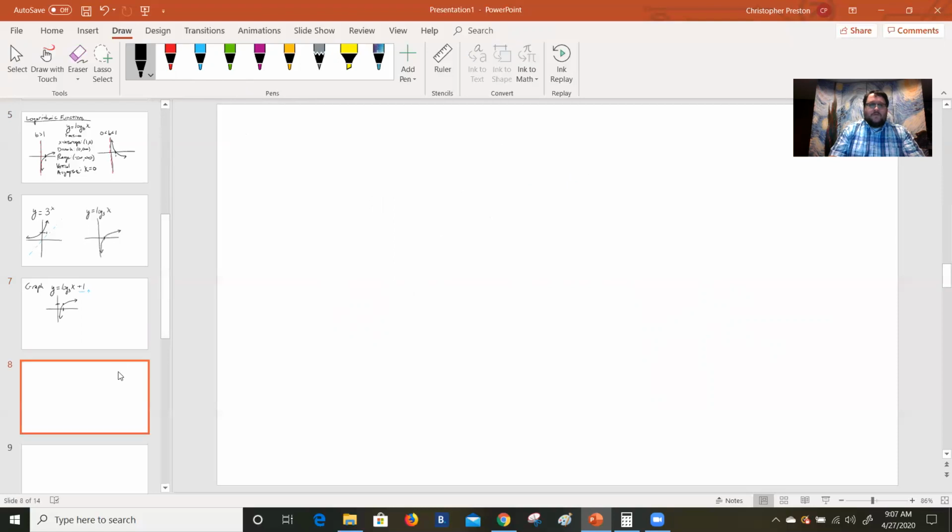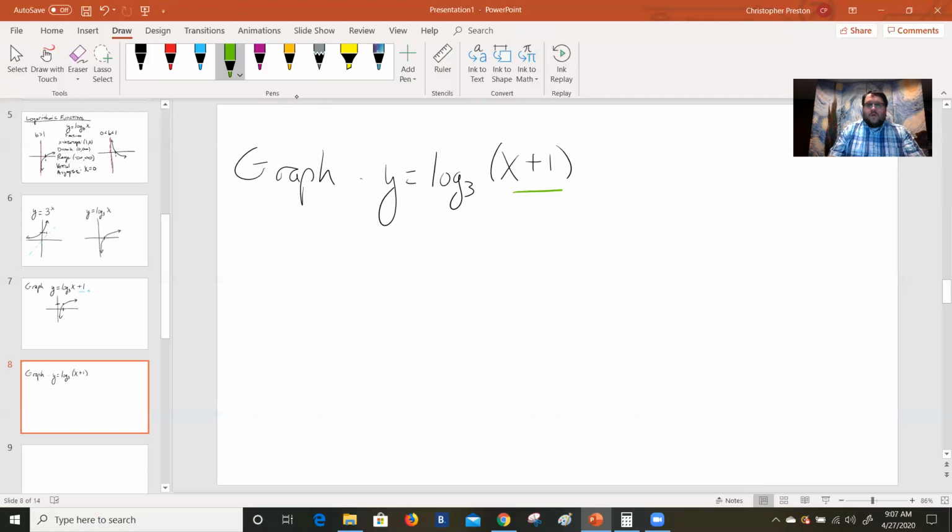Now, if I wanted to graph y equals log base 3 of (x plus 1), so see, I'm putting those parentheses there. That type of transformation is 1 unit, and again, remember, when it's on the inside, it seems kind of backwards, 1 unit left. So I would draw my log graph now 1 unit left. And now I would have a vertical asymptote here at x equals -1.